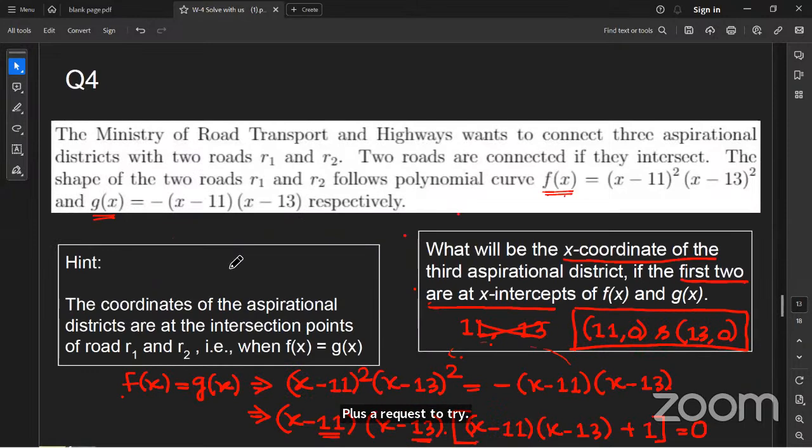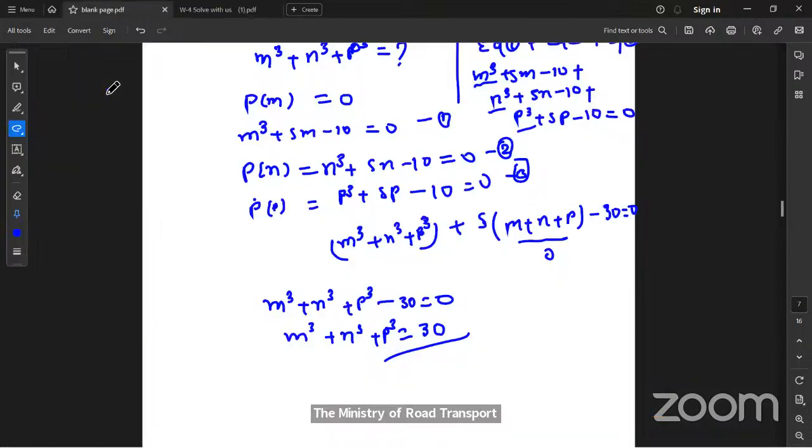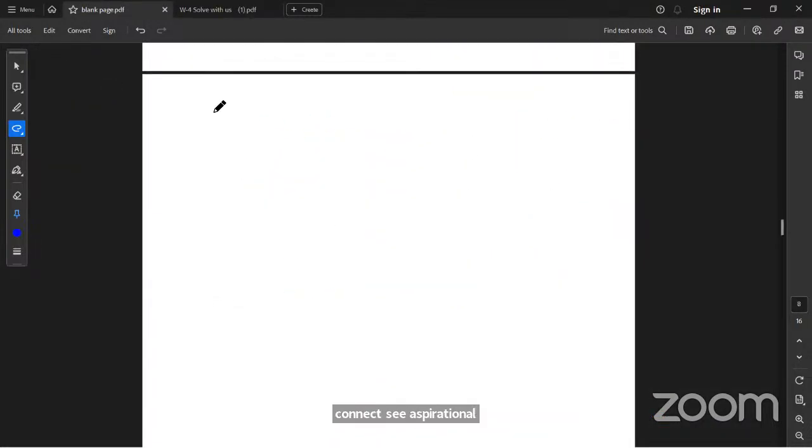The fourth one is saying the Ministry of Road Transport and Highways wants to connect 3 aspirational districts with two roads R1 and R2. What is it saying? Suppose you have aspirational cities C1, C2, C3. They can be anywhere.